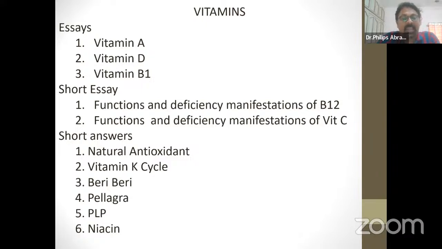Then the vitamin K cycle can be another question. Then some clinical manifestations, beriberi and pellagra, can be asked. Beriberi has been asked several times. In general, once a question about niacin, and once a straight question on PLP, pyridoxal phosphate, the functions of B6. That's what we expect from you. That has been asked. And once again, in short answers, TPP has been asked. Since that was given there, I didn't repeat it here.